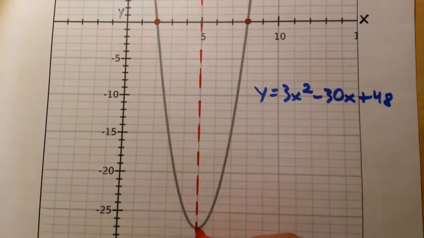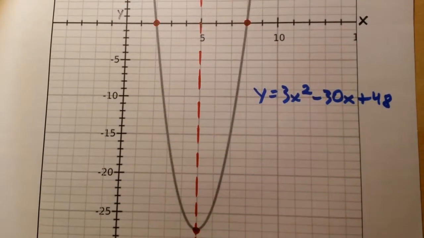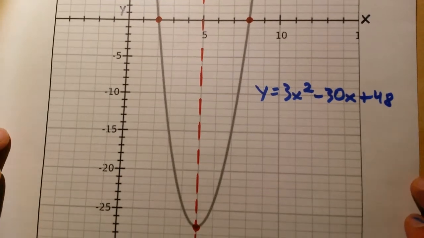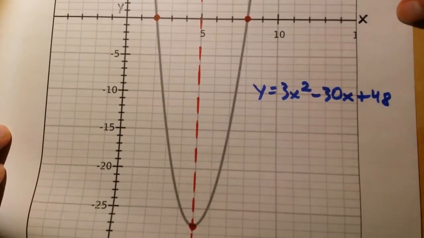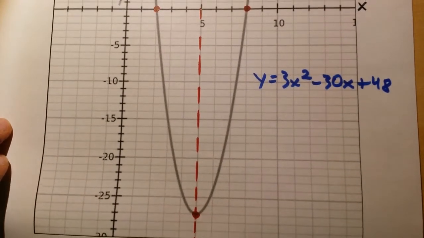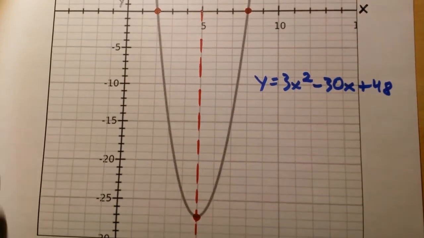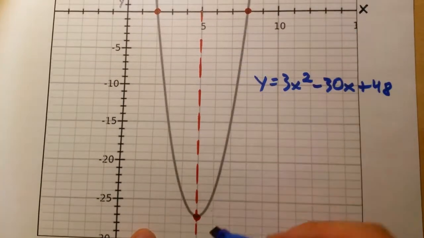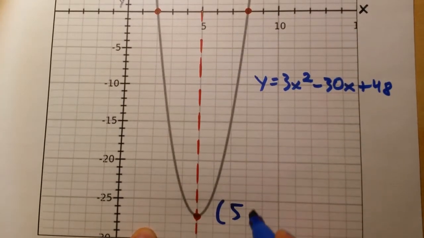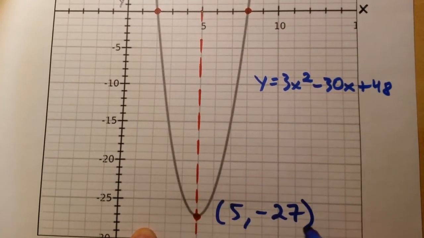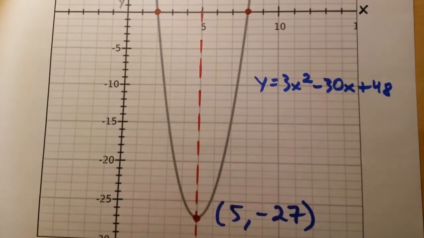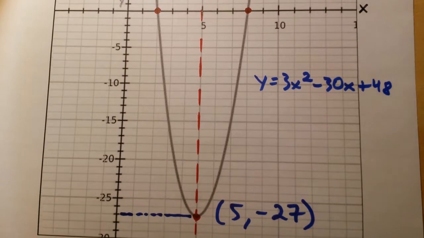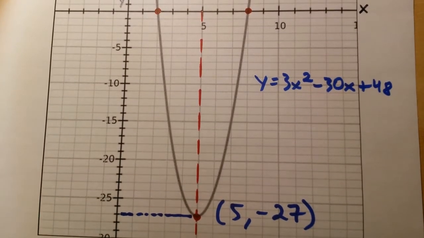And we can also see that this is our vertex. What are the coordinates of this vertex? Well, let me move this up a little more. We pointed out that the coordinates of this vertex are essentially 5, comma, negative 27. These are the coordinates, and you can see how this also is there at negative 27.